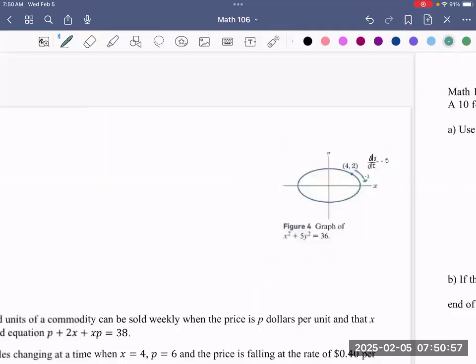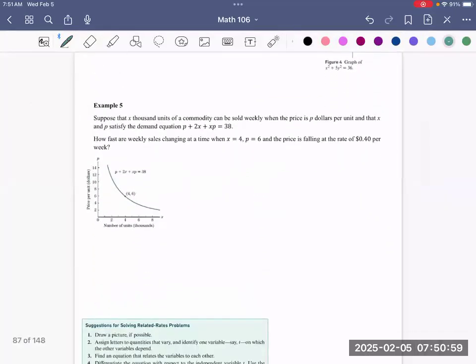So let's try again with example 5. It says, suppose that x thousand units of a commodity can be sold weekly when the price is p dollars per unit, and that x and p satisfy the demand equation p plus 2x plus xp is equal to 38. How fast are weekly sales changing at a time when x is 4, p is 6, and the price is falling at a rate of 0.4 dollars, or 40 cents, per week?